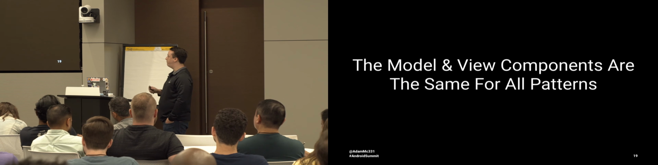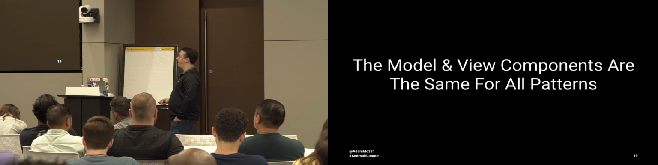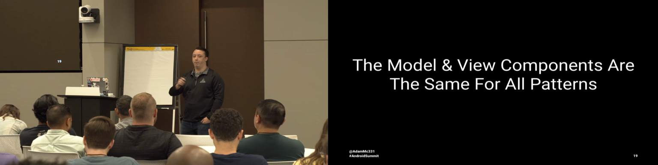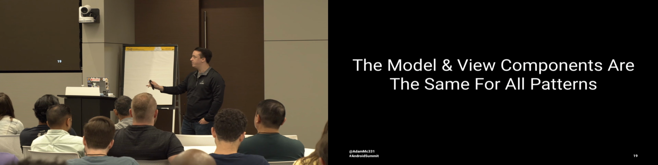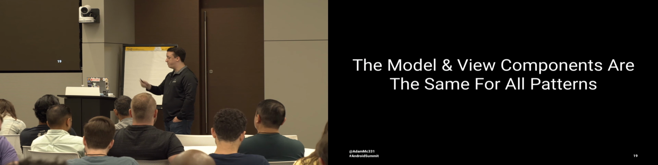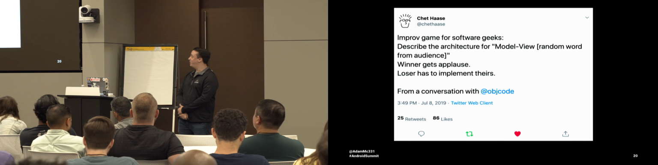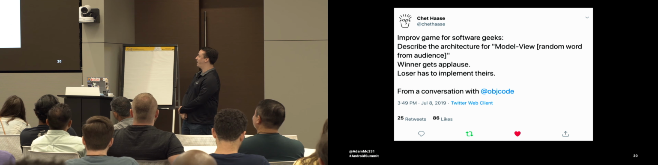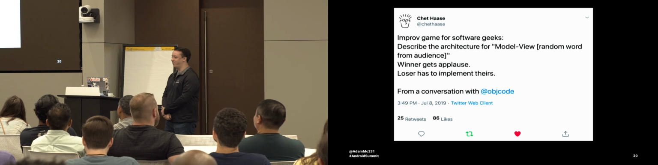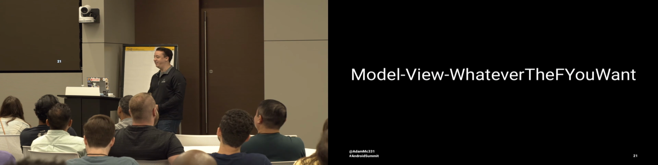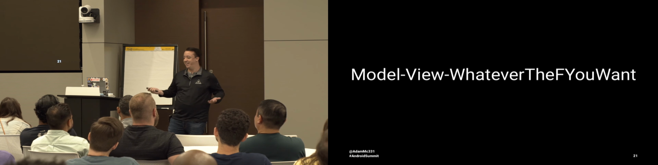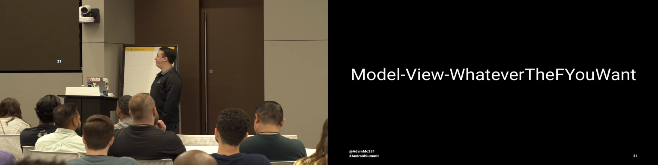So if we remember back to our first slide, and all of the patterns we looked at, the model and the view components are the same. MV star is what's consistent among all of these. And the responsibilities we just looked at are the same among all of them too. So now it feels like a joke, like this great tweet from Chet Haase, coming up with an improv game where you just describe the architecture for model view, random word from the audience. Because we have so many of these, it feels like you can have model view, whatever you want. That's where the title of this talk came from.